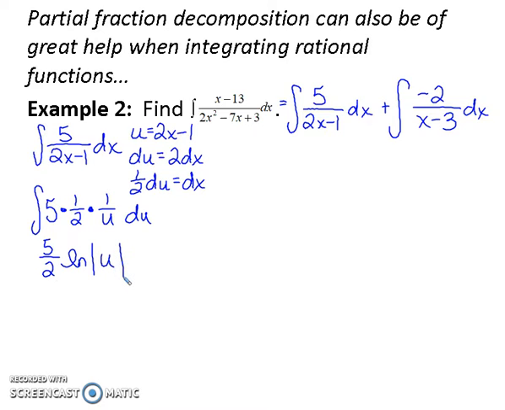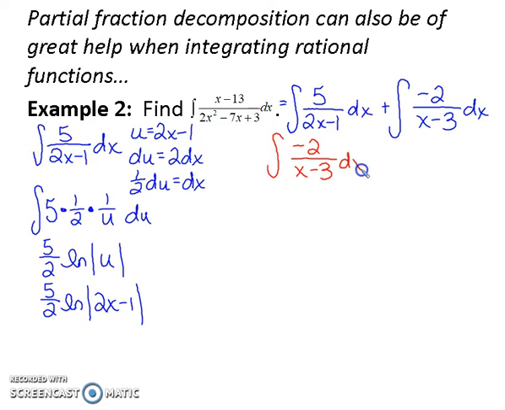the absolute value. Don't forget that absolute value. That's important on these problems. And so then we would substitute our u back in. So this guy integrates to 5/2 natural log of 2x minus 1. All right, now I'm going to do the other guy in red.